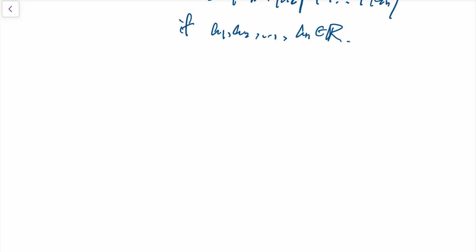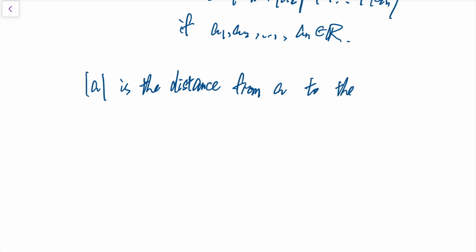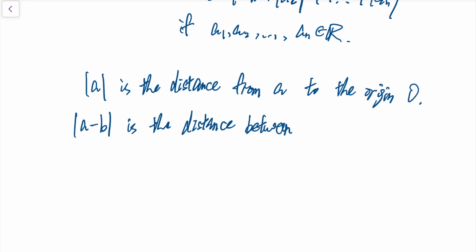A convenient and familiar geometric interpretation of the real number system is the real line. In this interpretation, the absolute value of an element A in the set of real numbers is the distance from A to the origin 0. More generally, the absolute value of A minus B is the distance between A and B.